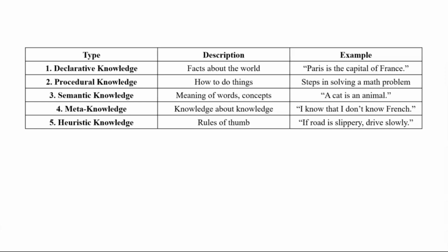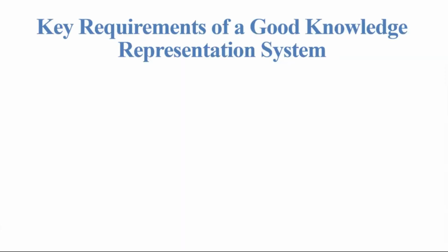Each type plays a different role, and together they help AI systems become more intelligent and capable of solving real world problems. So, what makes a knowledge representation system good? Imagine you are building a library. If books are scattered everywhere, it's very difficult to find information. But if the books are organized properly, you can quickly locate what you need. Similarly, in artificial intelligence, it's not enough to simply store the knowledge. The knowledge must be organized in such a way that the AI can understand it, reason with it, and update it whenever new information becomes available.